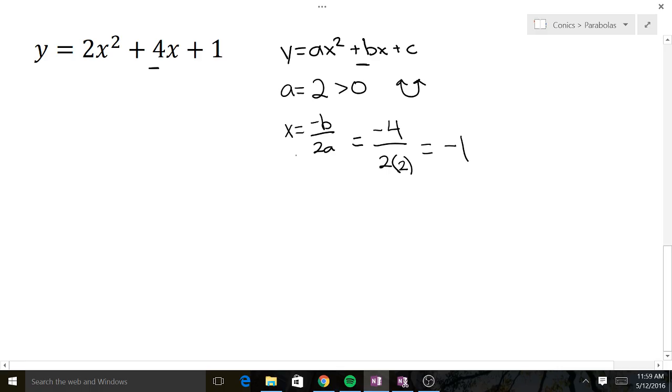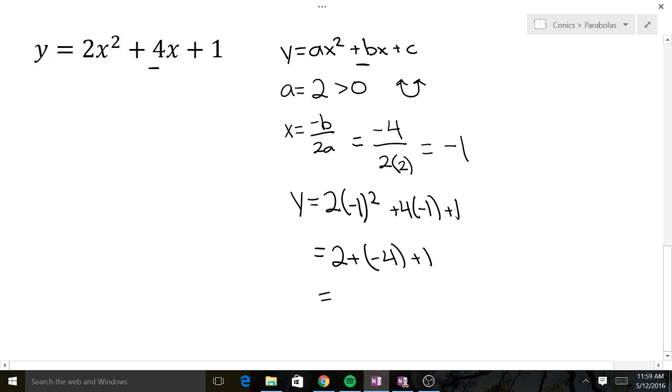And so now to find the y value, we have to plug negative 1 back into our equation, which is y equals 2 times (negative 1) squared plus 4 times negative 1 plus 1. Remember that negative 1 squared is just positive 1, so that'll be 2 plus 4 times negative 1, which is negative 4, plus 1. We get 2 minus 4 is negative 2, plus 1 is negative 1. So that's our y value at the vertex. So if our y value is negative 1 and our x value is negative 1, we have a vertex at (negative 1, negative 1).